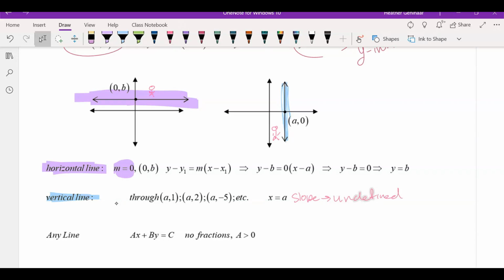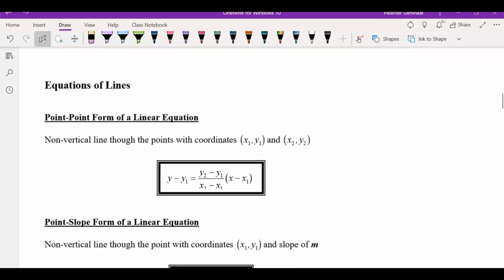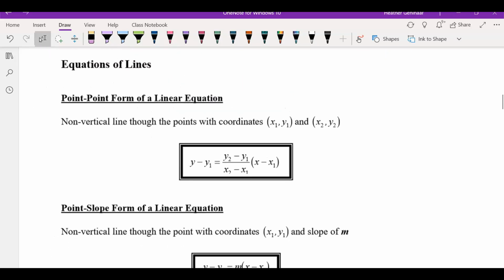Okay, and just to reference here, the equation for a vertical line is x equals whatever the x value is, and for a horizontal line is y equals whatever the y is for all of them. Okay, and then here, this is just standard form, this final one. We have no fractions, and then a has to be positive. So it can't be a negative. And we're going to touch base on all of those right now, so don't worry about that.